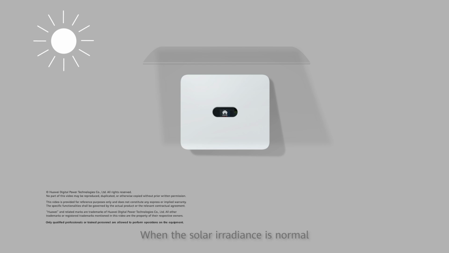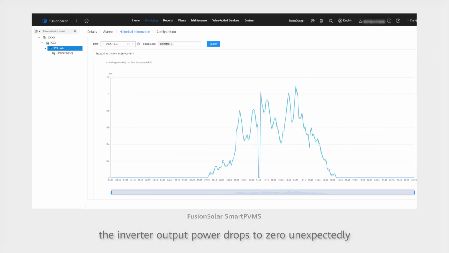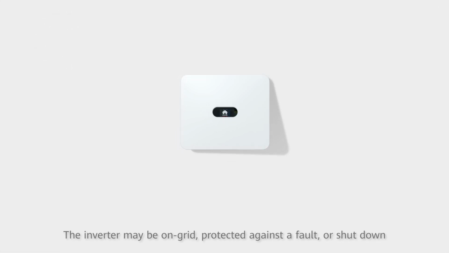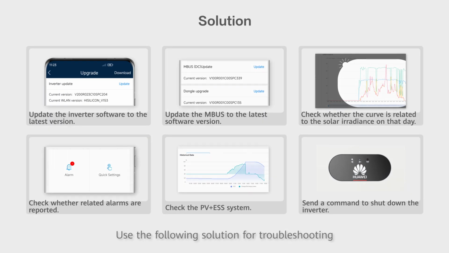When the solar irradiance is normal, the inverter output power drops to 0 unexpectedly. The inverter may be on-grid, protected against a fault, or shut down. Use the following solution for troubleshooting.